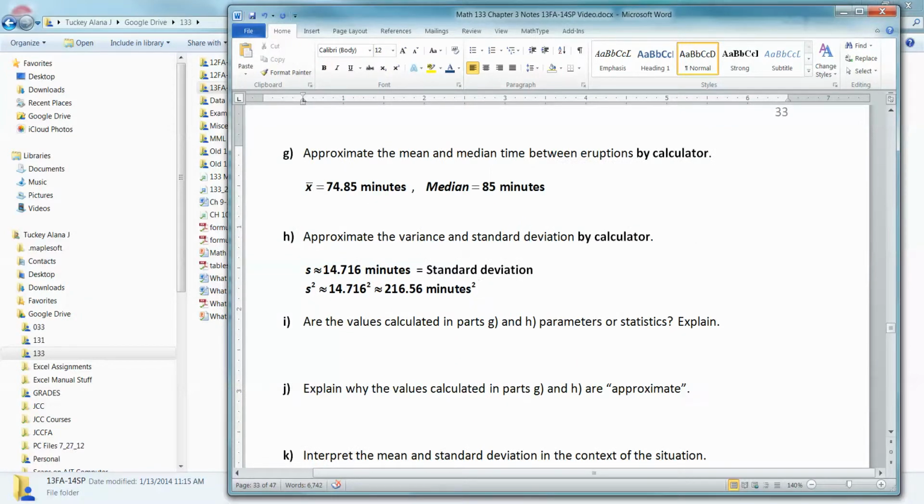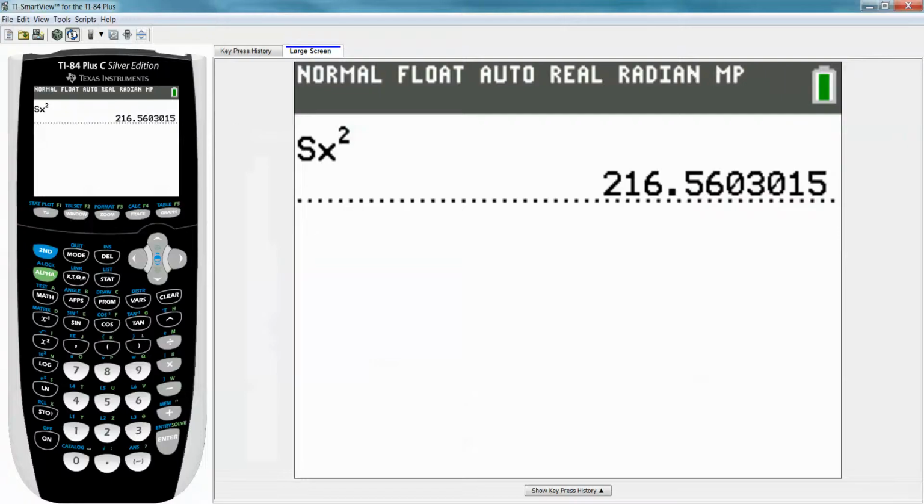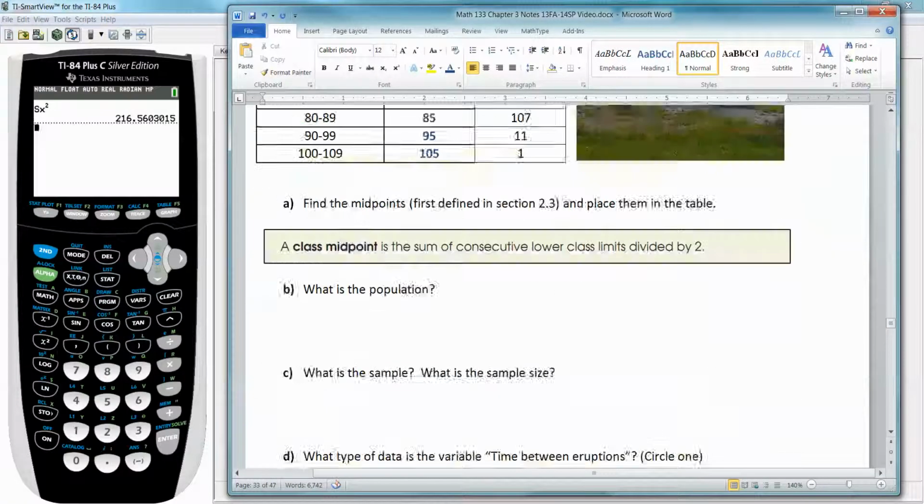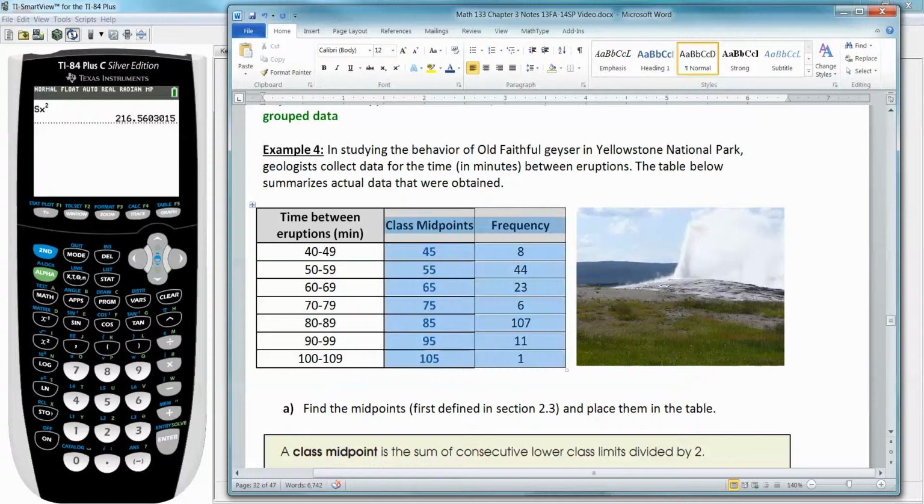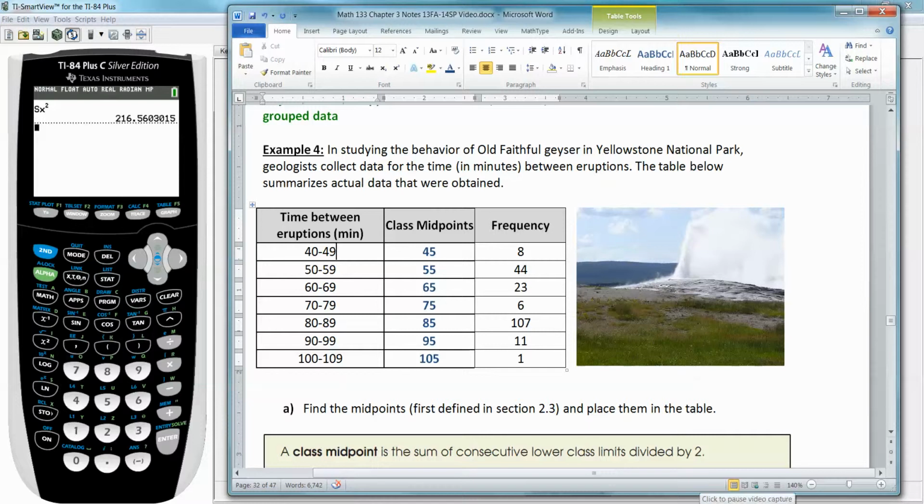All right, so now we know how to find the standard deviation and the variance. This particular data set, not surprisingly, was a sample. That's why I used S. If it was a population, I would have used sigma. So it just depends on the problem, but this is totally from data. And this is not all there is. There's a much larger group of times between eruptions that we're not getting. So this is a sample, therefore I use S and S squared.